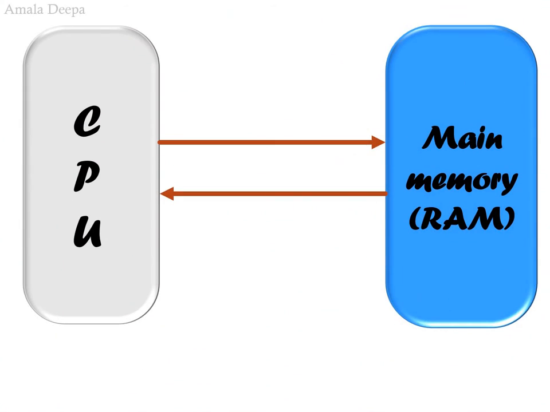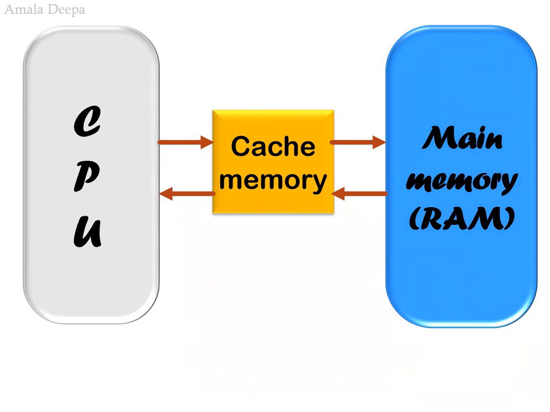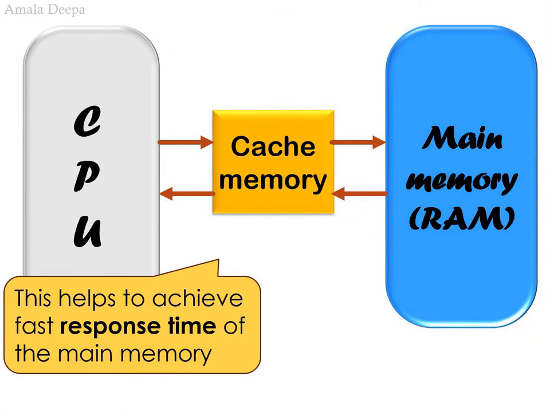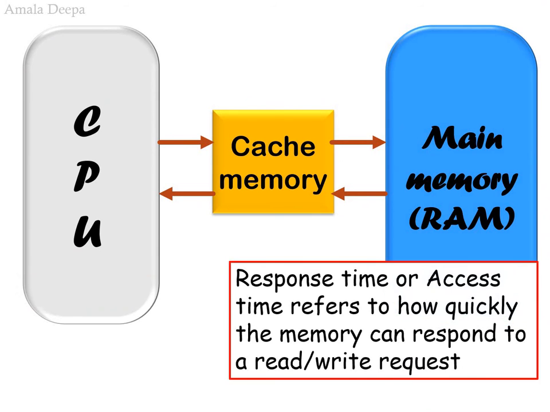In between the CPU and main memory, there is another high-speed memory called cache memory. The cache memory is a very high-speed and expensive memory that stores frequently accessed data. This helps to achieve fast response time of the main memory. Response time or access time refers to how quickly the memory can respond to a read or write request.